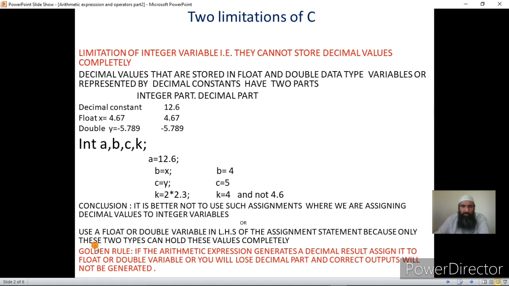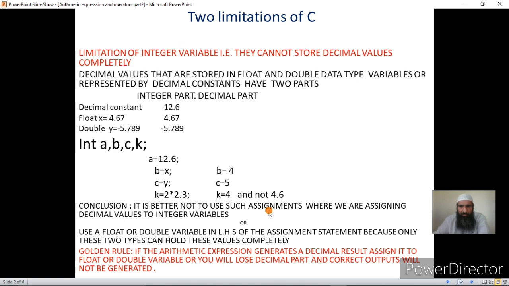Okay, so golden rule: if the arithmetic expression generates a decimal result, assign it to a float or double variable, or you will lose the decimal part and correct outputs will not be generated. You should remember this rule. If you don't remember this rule and you write programs and you are not aware about the type of the values that are produced by the arithmetic expression, and if those values happen to be of the decimal type, and if you assign them into integer variables, you will lose the fractional part and you will not get correct answers.